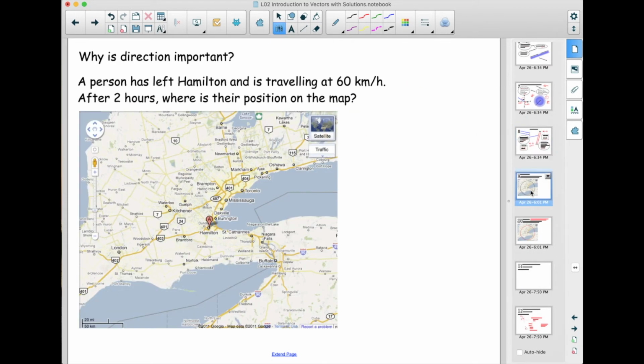Let's move forward. Why is direction important? So let's think about this. Let's say a person has left Hamilton, traveling at 60 kilometers per hour. After 2 hours, where are they on this particular map? Is direction important? Do I know where they are without knowing the direction that they traveled in?